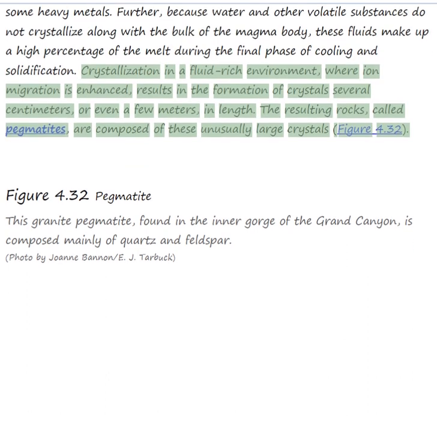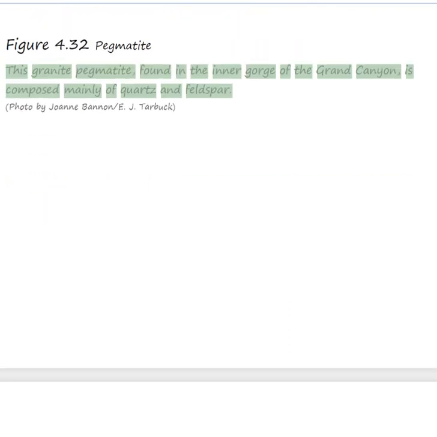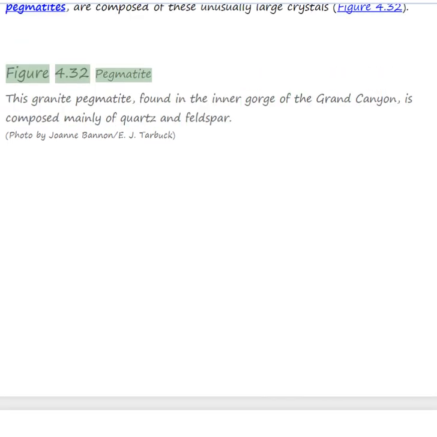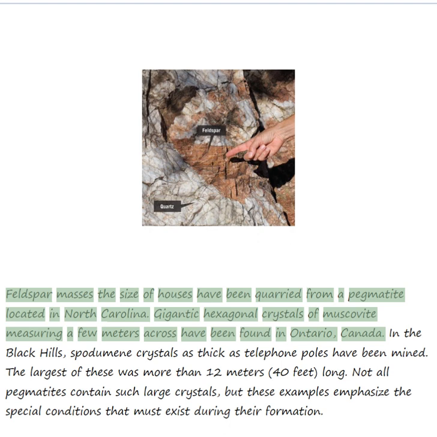Crystallization in a fluid-rich environment, where ion migration is enhanced, results in the formation of crystals several centimeters, or even a few meters, in length. The resulting rocks, called pegmatites, are composed of these unusually large crystals. This granite pegmatite, found in the inner gorge of the Grand Canyon, is composed mainly of quartz and feldspar. Figure 4.32 Pegmatite. Feldspar masses the size of houses have been quarried from a pegmatite located in North Carolina.